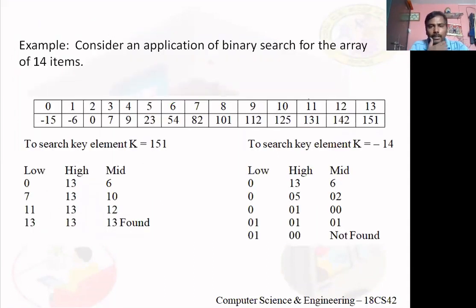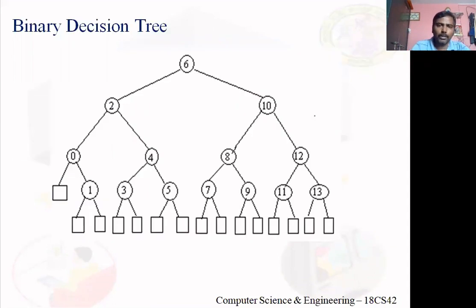Similarly, let me say you want to search for the element 101. Where is the element 101? It's at index 8. Now come to the decision tree. Traverse from root node 6 to node 8. How many nodes will you encounter? 6, 10, 8. It means 3 comparisons are required to locate an element at index 8. Clear?